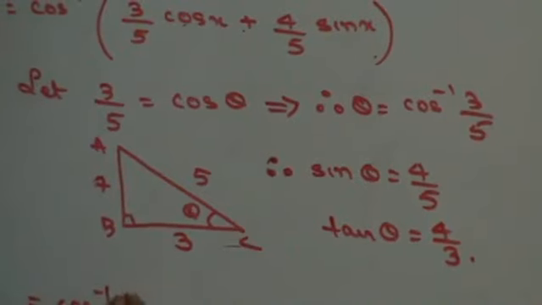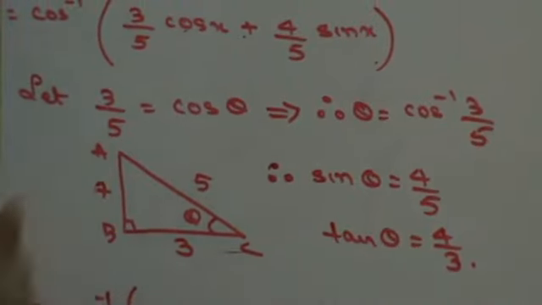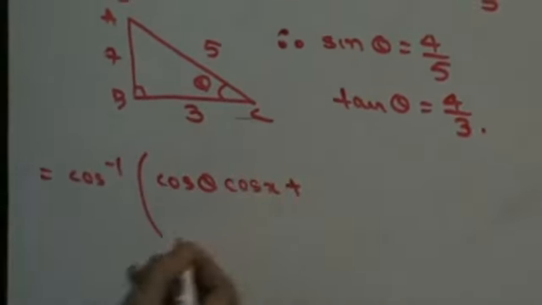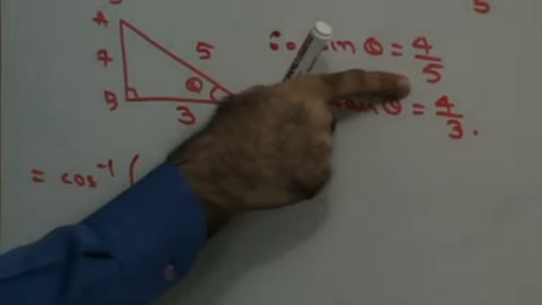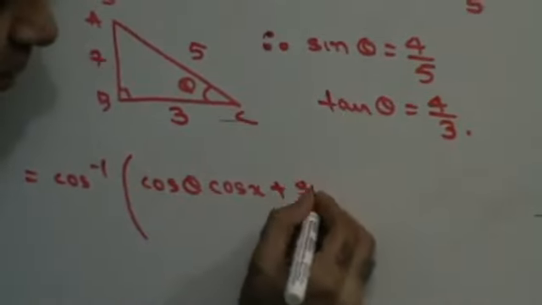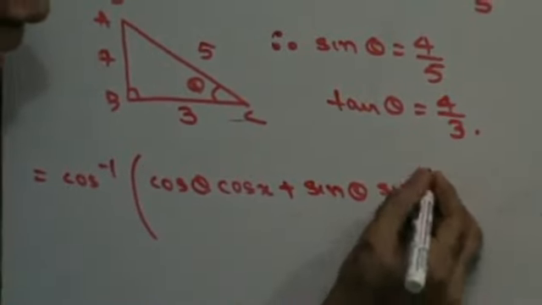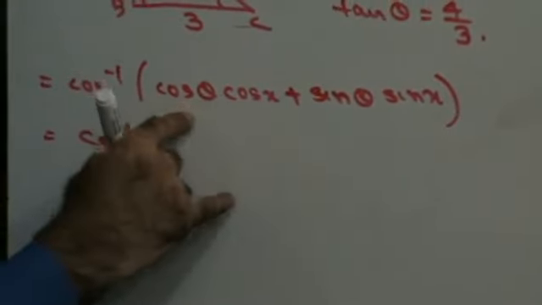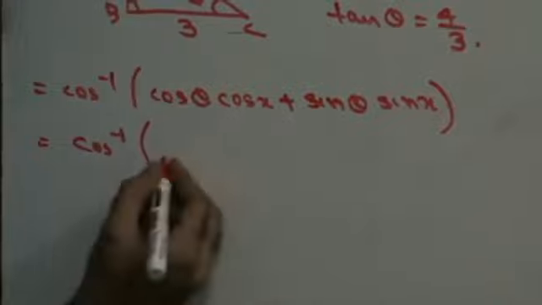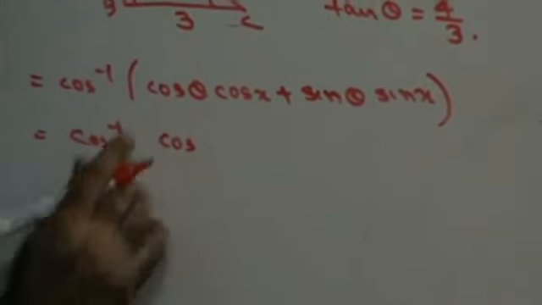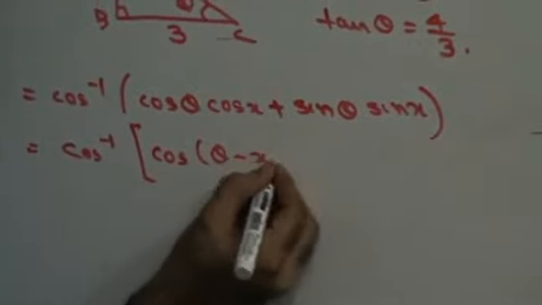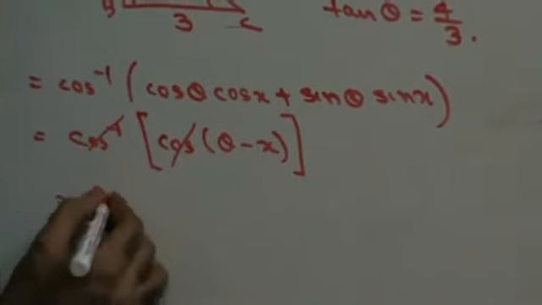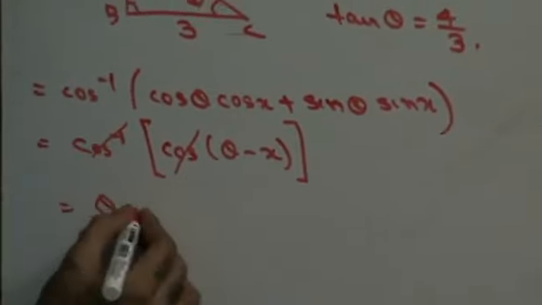Now let's continue with our sum. We had cos inverse of 3 upon 5. 3 upon 5 we've assumed as cos theta, cos x plus 4 upon 5. We just found out the value. 4 upon 5 is nothing but sin theta, sin x. I can use the addition formula here. Cos a cos b plus sin a sin b is nothing but cos of a minus b, so cos theta minus x. Right? Cos inverse and cos get cancelled. Theta is equal to theta minus x.